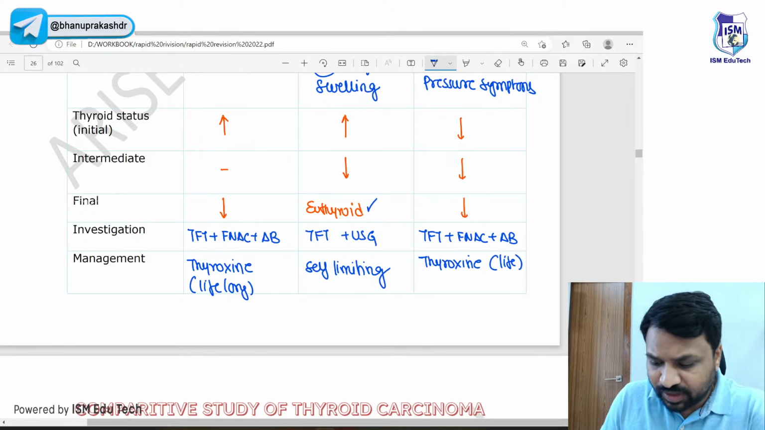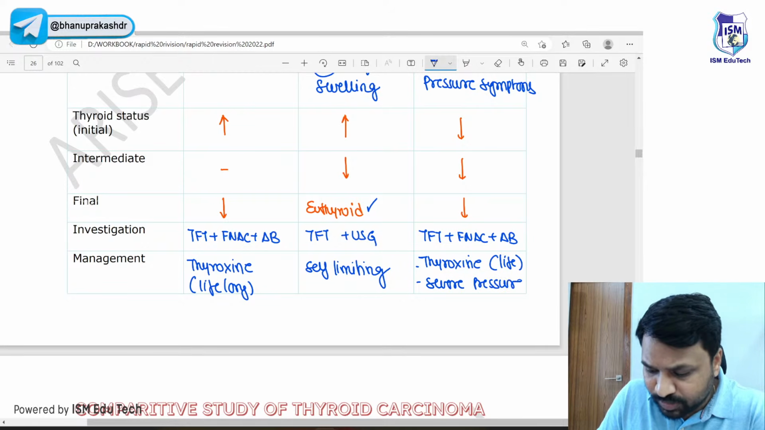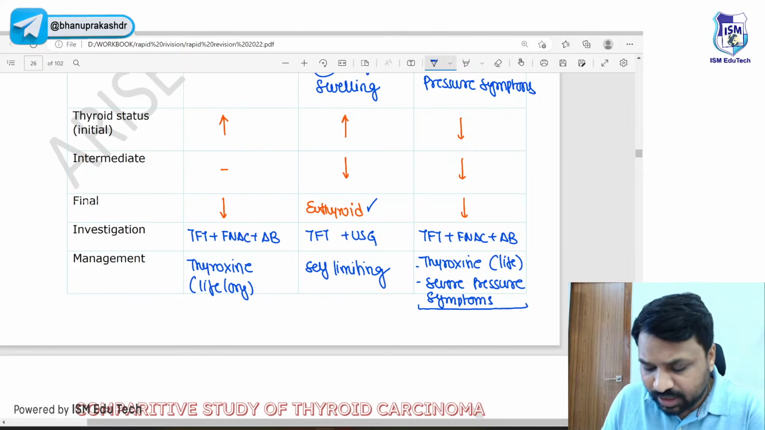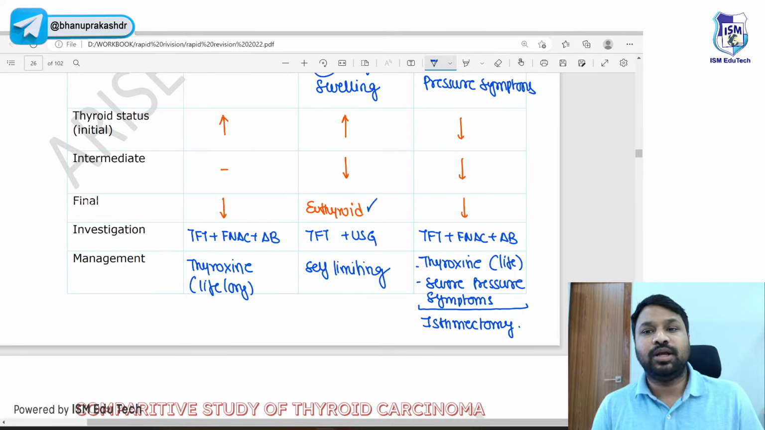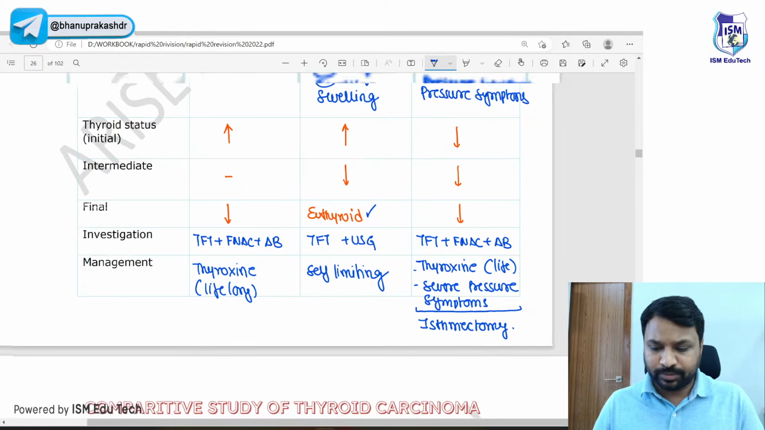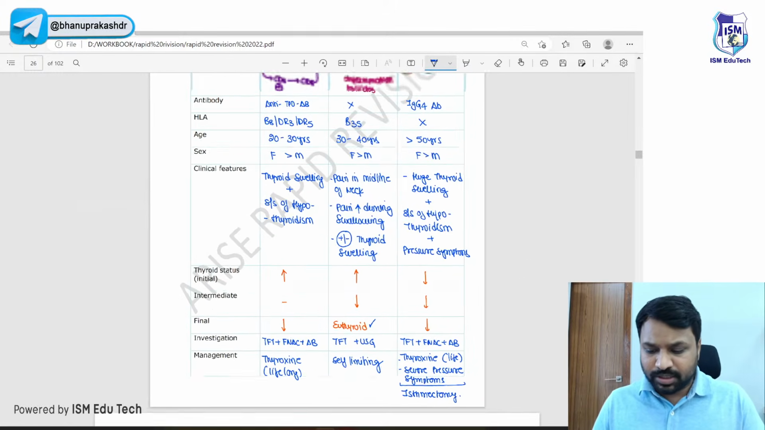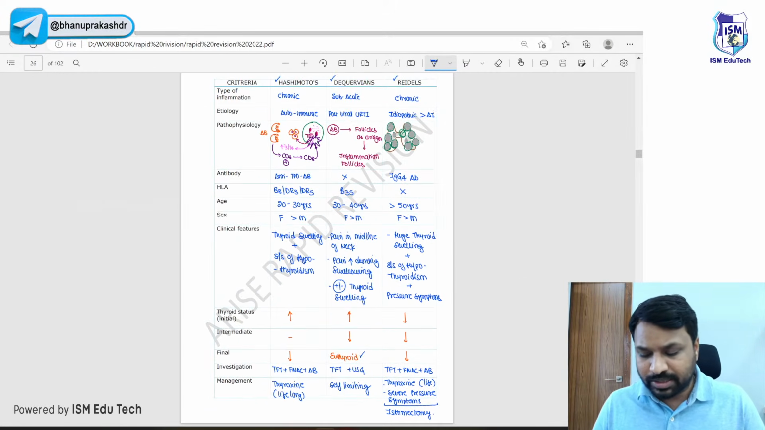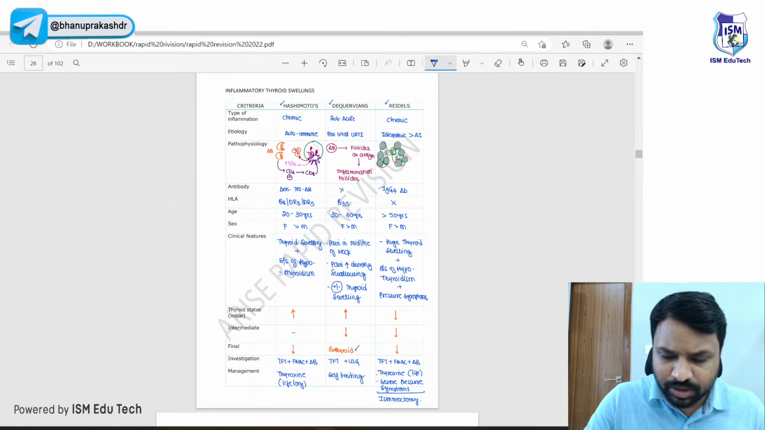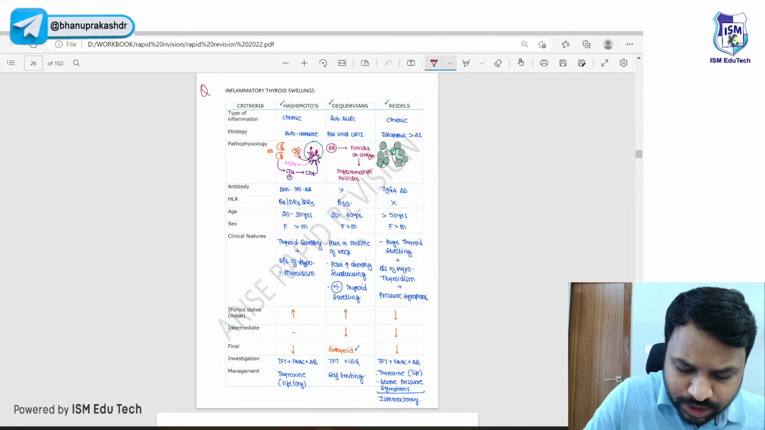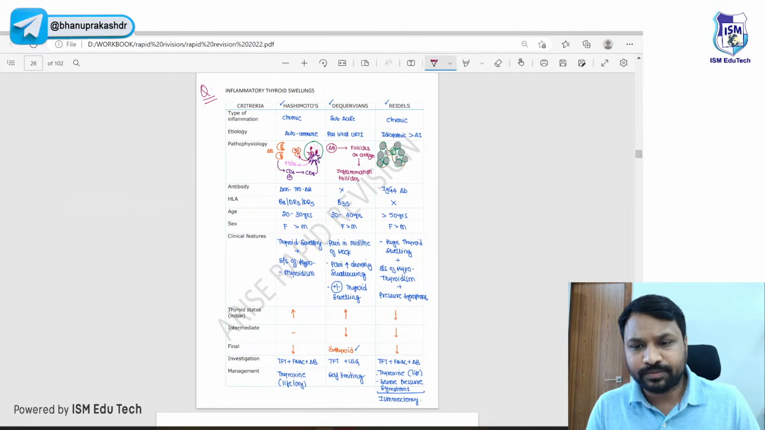We have to give thyroxine for life, but if there are severe pressure symptoms, then you have to do isthmectomy. In fact, isthmectomy is the surgery of choice to relieve pressure symptoms in an inoperable thyroid state. Is that okay? So, in a nutshell, this is what you have to remember about the thyroid swellings per se, which are inflammatory in nature. Is that clear? Very important table. This will yield at least a question if they want to ask it from thyroid. Is that okay?